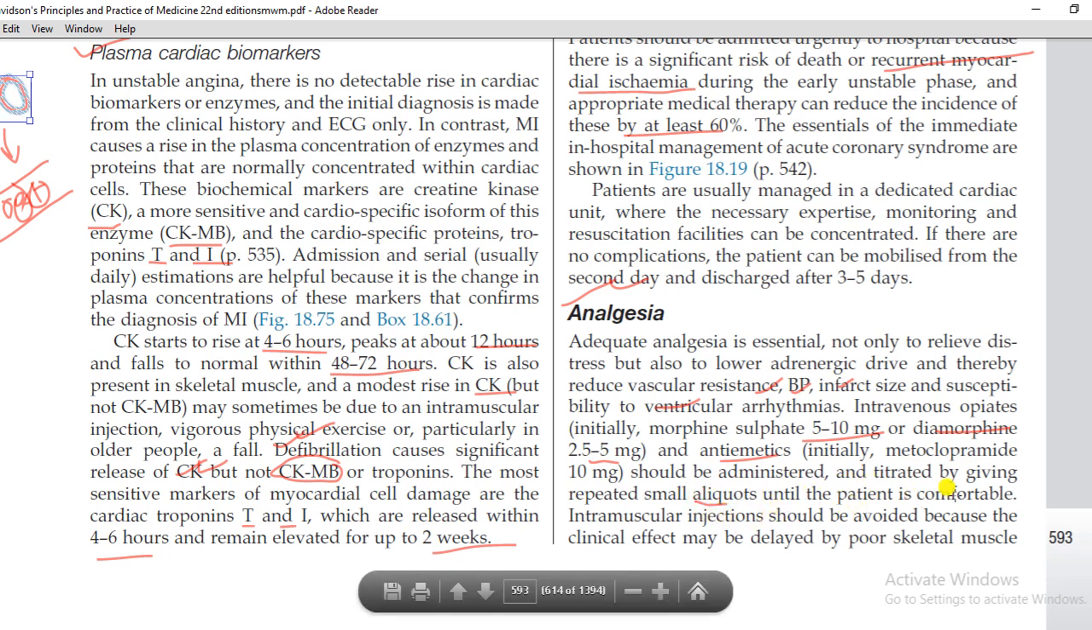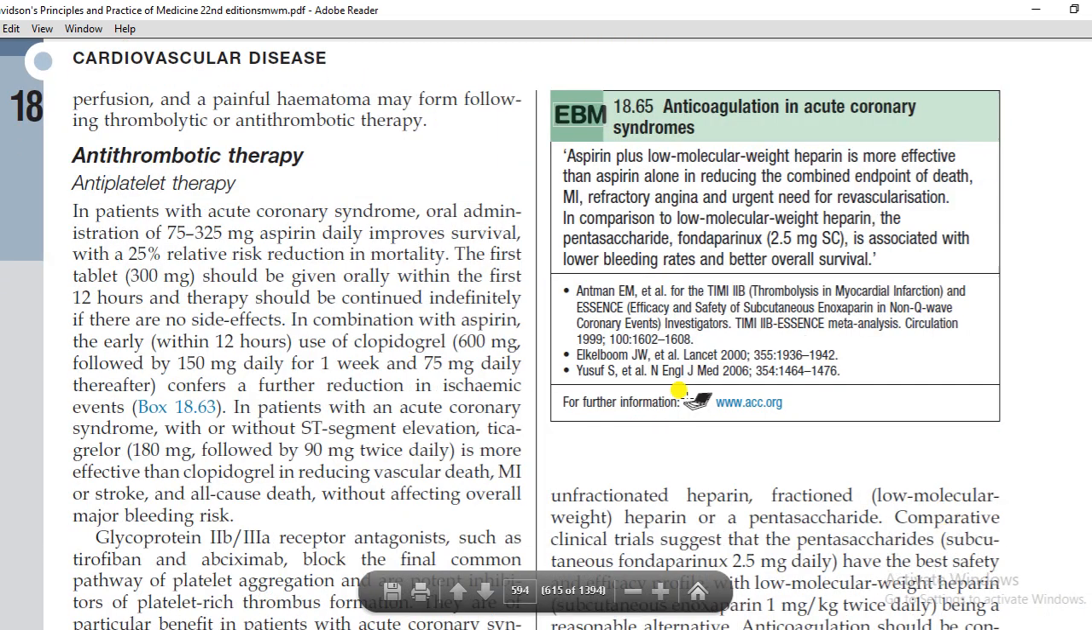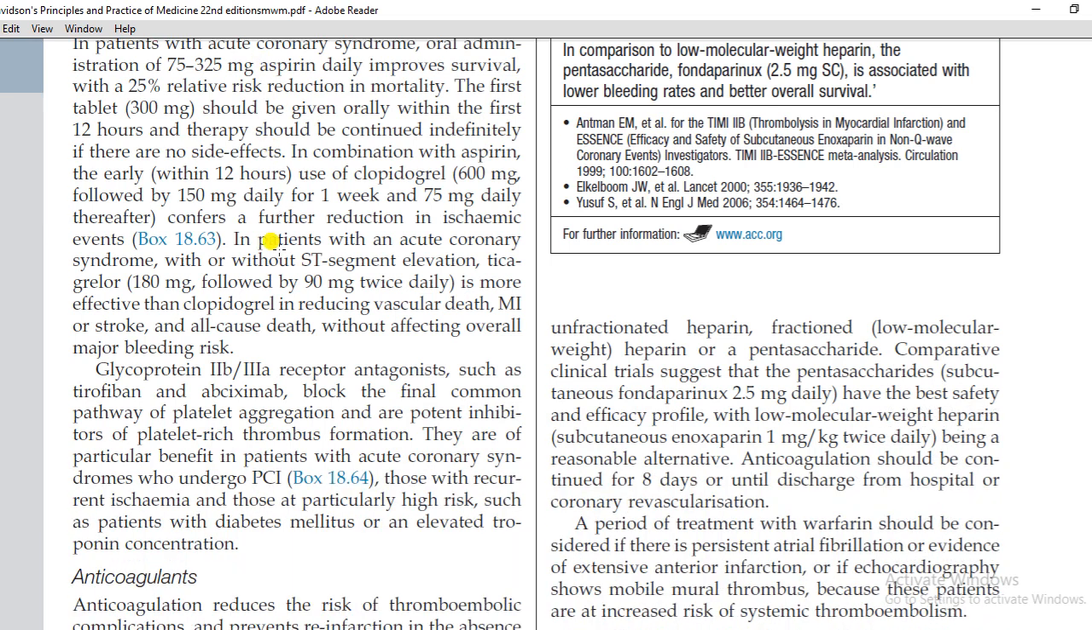Intramuscular injections should be avoided because the clinical effect may be delayed by poor skeletal muscle perfusion. Painful hematoma may form following the thrombolytic and antithrombotic properties, and thrombolytic therapy should be given to them.